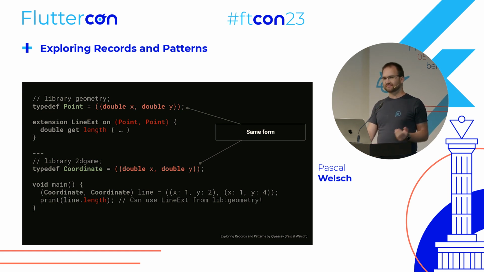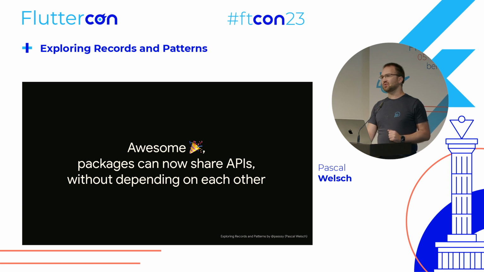Pretty cool, isn't it? And I think this will become very handy in the future, because now packages can cooperate with each other without relying on each other. So you don't have to have a dependency on someone just to use their types. You can just create like a contract. This is how our records would look like, and then we can pass it from one library to the other. Pretty cool.